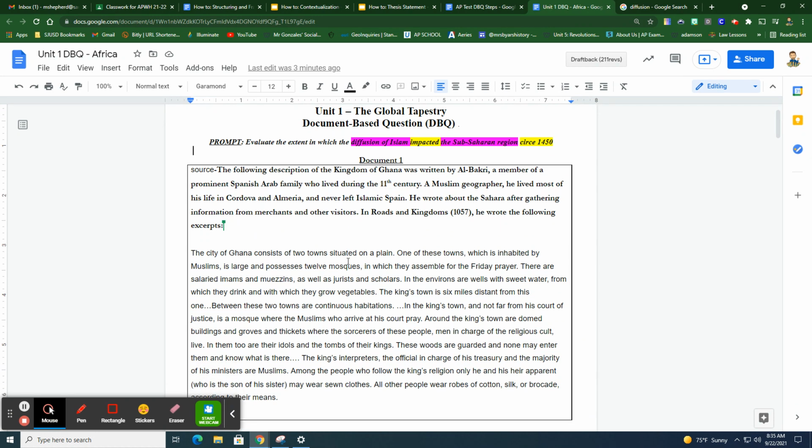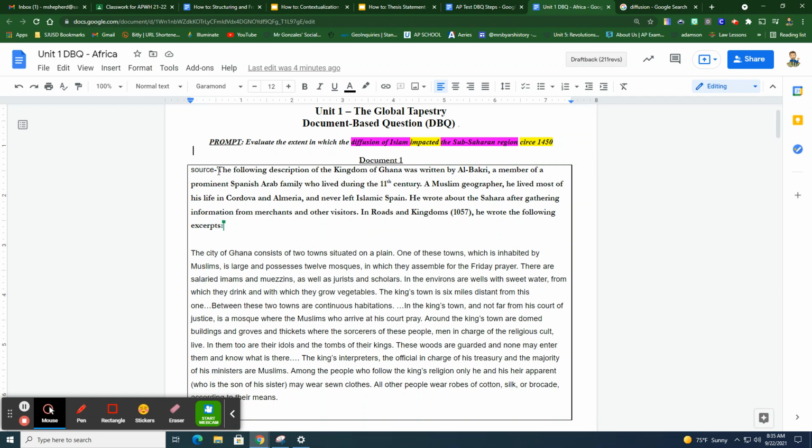So document number 1, the following description of the kingdom of Ghana was written by al-Bakri, a member of the prominent Spanish Arab family who lived during the 11th century. A Muslim geographer, he lived most of his life in Cordova and Almeria. He never left Islamic Spain. He wrote about the Sahara after gathering information from merchants and other visitors. In Roads and Kingdoms, 1057, he wrote the following excerpt.